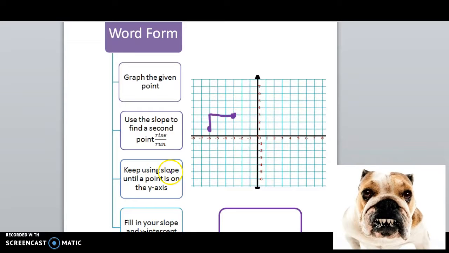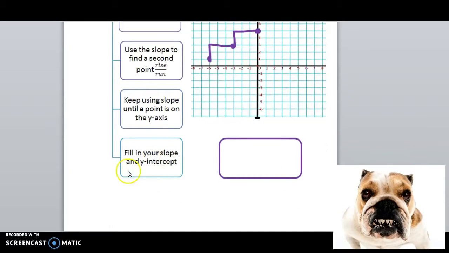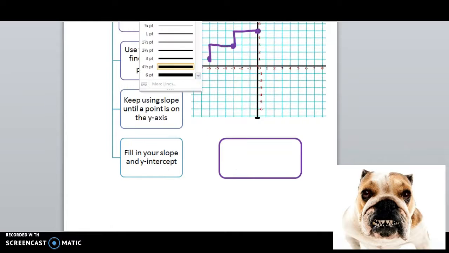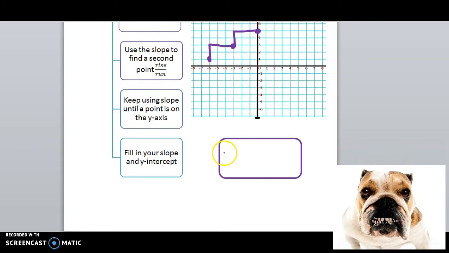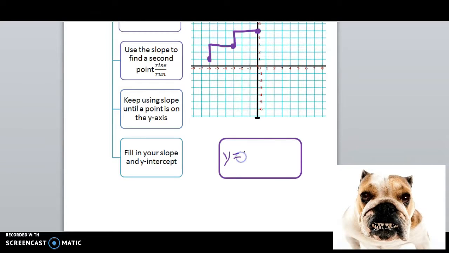I'm going to keep using slope until a point is on the y-axis. I'm going to rise 2, run 3, and here I can see that this line intercepts my y-axis at 5. And your last step is to fill in your slope and y-intercept. So the equation of this line is y equals my slope 2/3 x plus 5, because the line crosses the y-axis at 5.